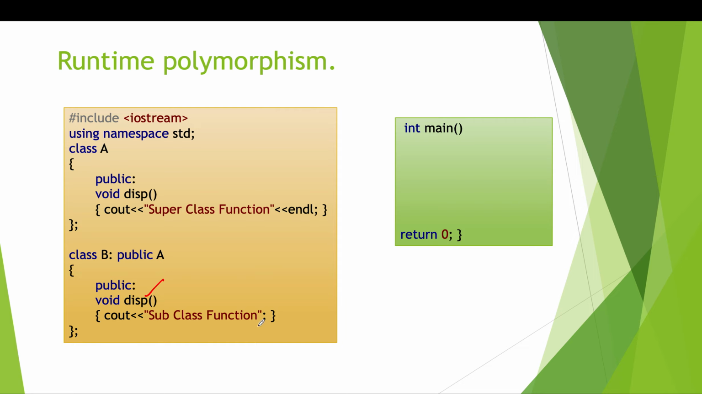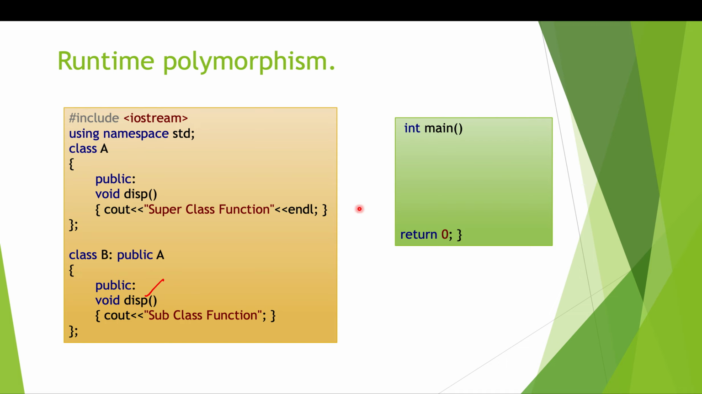Now you will notice one more thing, that there is no difference even in terms of the parameters that we have passed as input. So the headers are absolutely the same. There is no difference in the header. The name of the function is the same, and the return type is also the same. So everything is the same. What is the difference? The only difference is that one is in the parent class and one is in the child class.